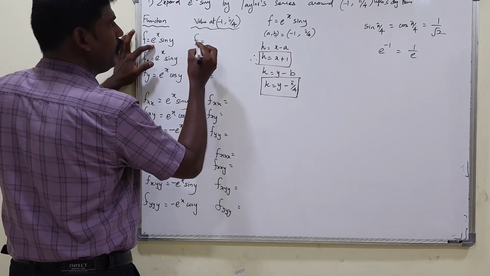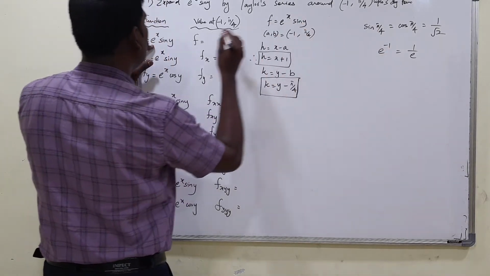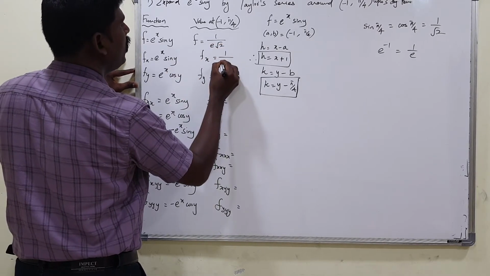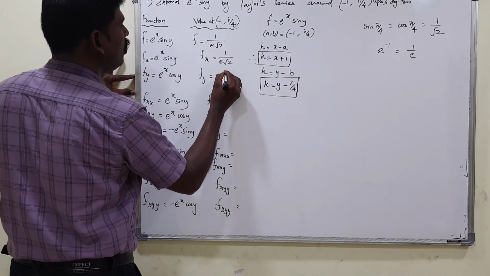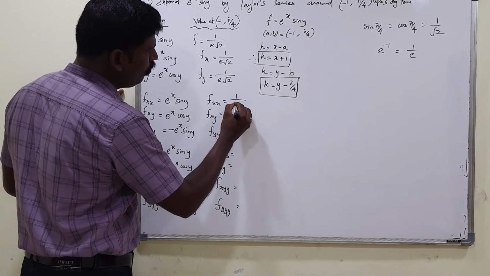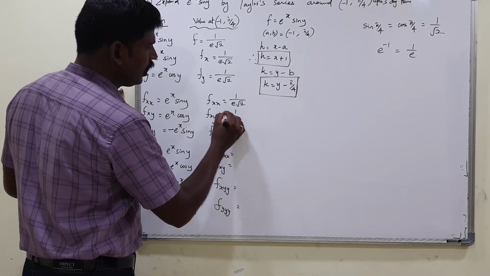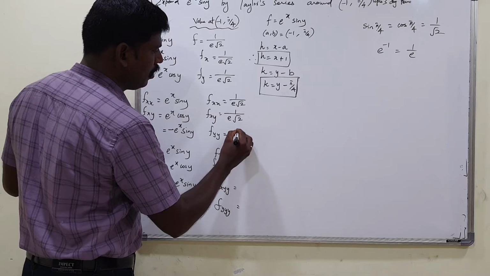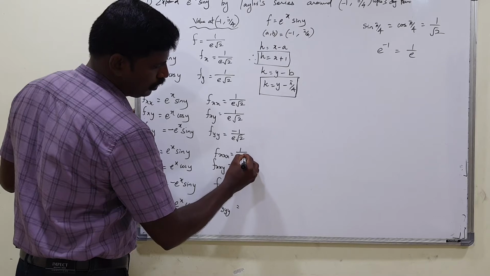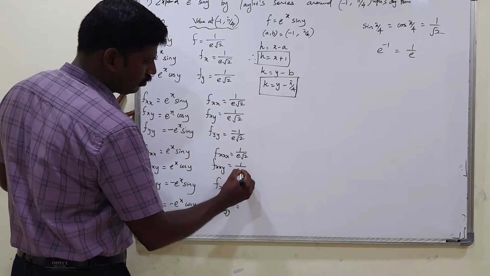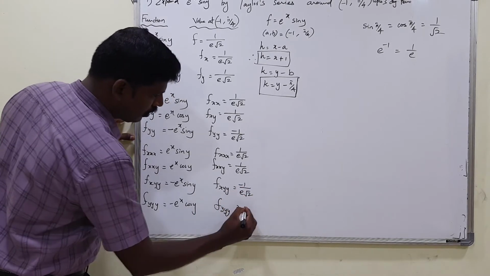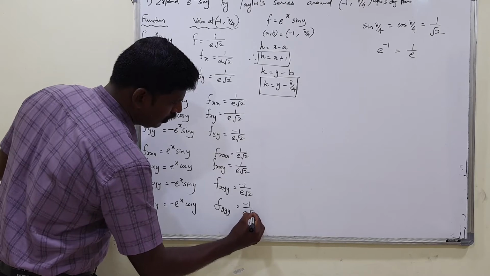So e power x into sin y. So what? 1 by e into 1 by root 2. So 1 by e root 2. Here also 1 by e root 2. Here also 1 by e root 2. Here 1 by e root 2. What is here? Same as 1 by e root 2. Here minus 1 by e root 2. Here 1 by e root 2. Here minus 1 by e root 2. Here also minus 1 by e root 2.